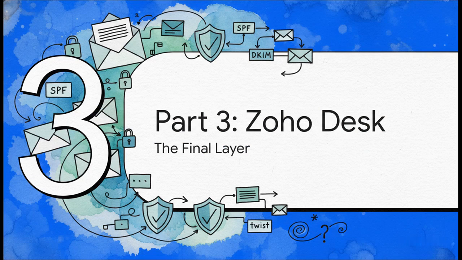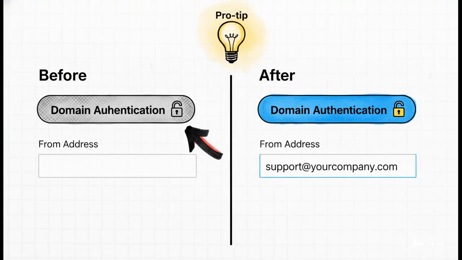And don't worry, it follows the exact same pattern we just learned. Edit the SPF, add a DKIM, but with one tiny little twist at the end. Okay, quick pro tip here, and trust me, this is going to save you a huge headache. Before you even start looking for the verification records inside Zoho Desk, you have to go into your settings and add a from address first. If you skip this step, the domain authentication options you need will literally be invisible. They won't even show up.